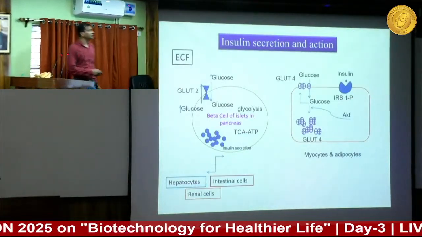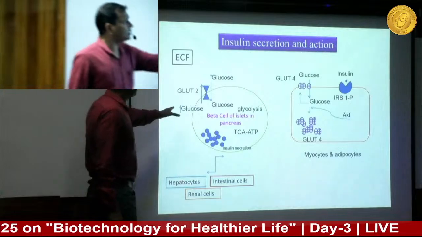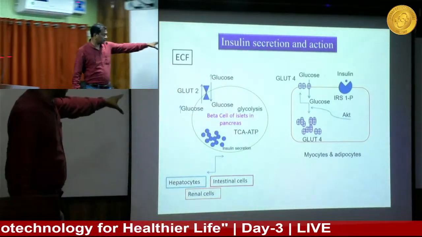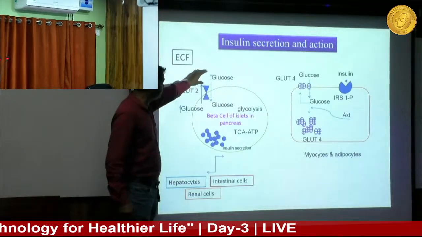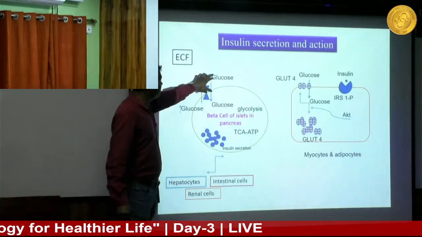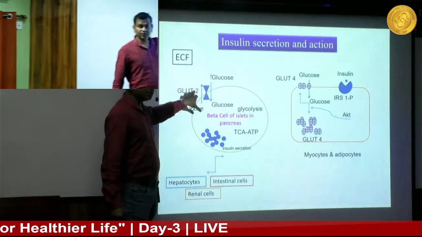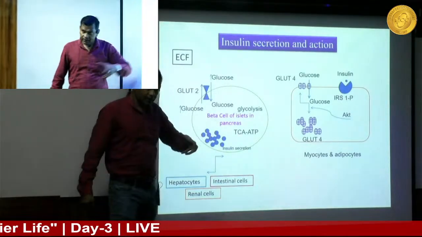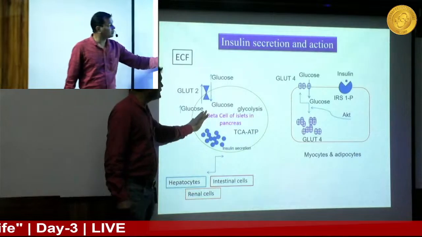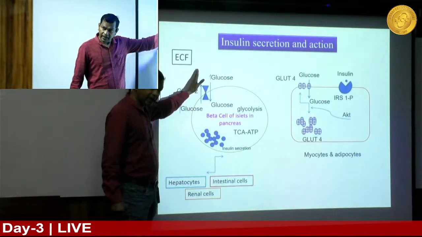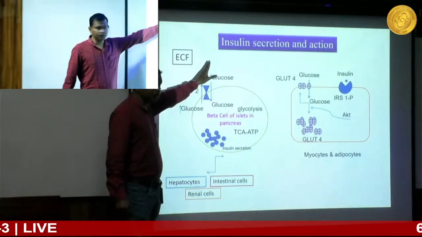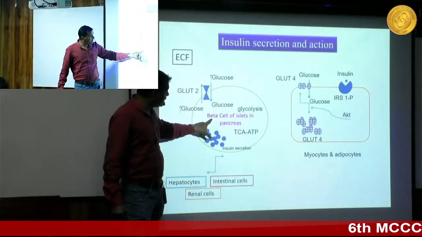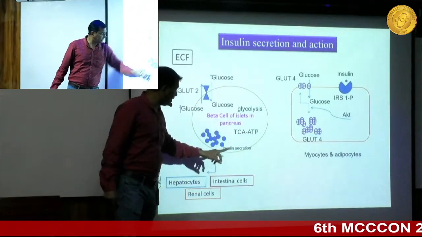Then insulin secretion and action. When the blood glucose level increases, when we consume any diet, GLUT2, glucose transporter 2, that is the two-way transporter, moves glucose from outside the beta cell, the blood ECF, into the cell. When ECF glucose is high, glucose enters the cell, then glycolysis, ATP, and then insulin secretion.